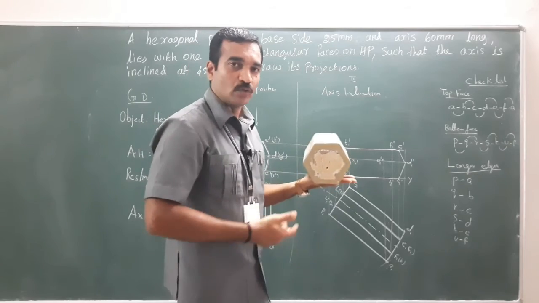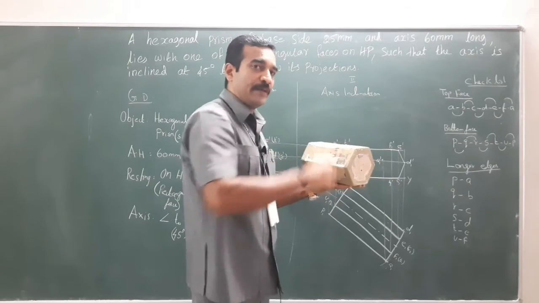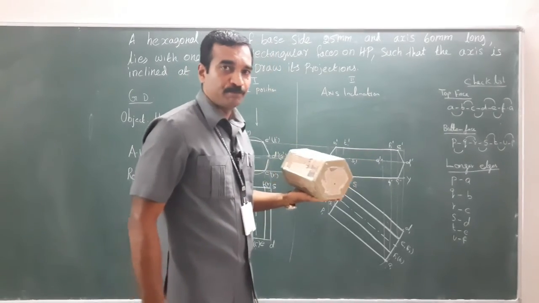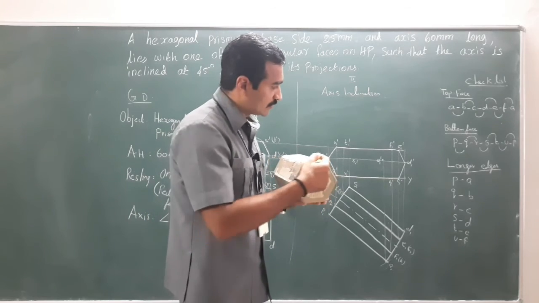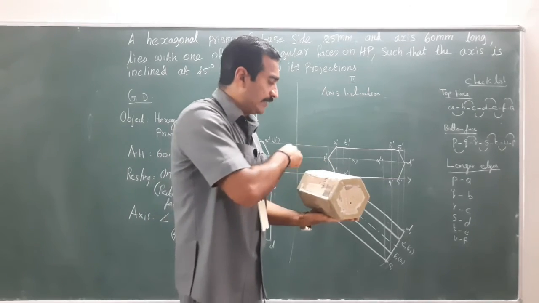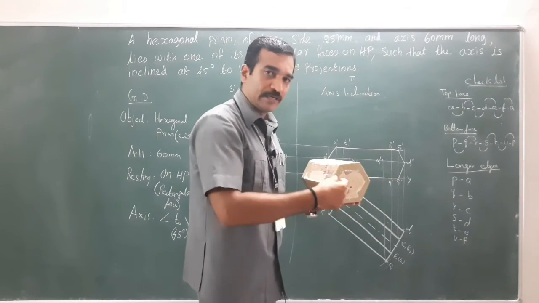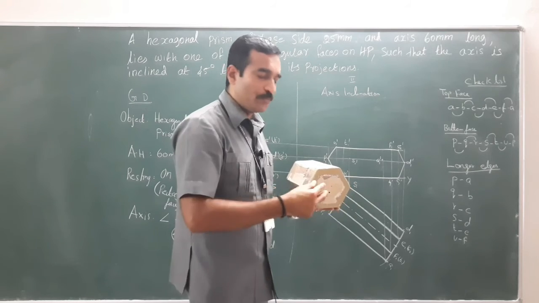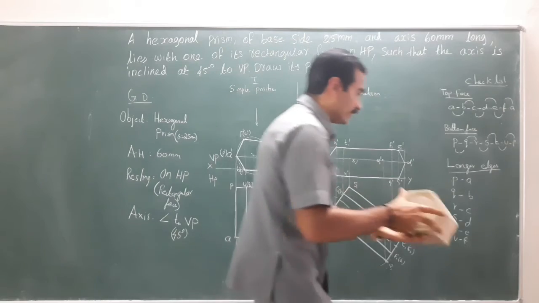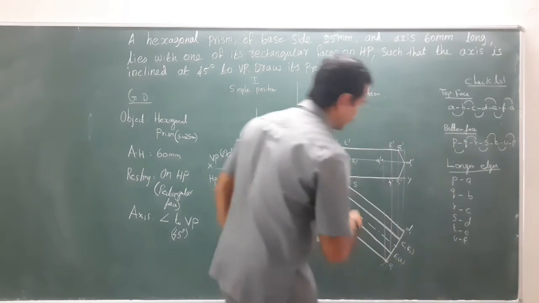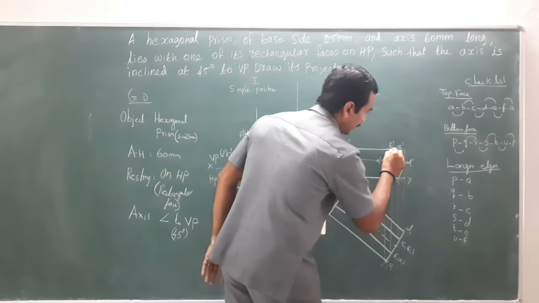So it is resting with one of the rectangular faces and the axis is inclined with VP at 45 degrees. Isn't it? So now the front face is always visible. Because when the axis is inclined, when you just look at it from the front, the front face, that is a hexagonal face, would be visible in a skew form, right? So always this would be visible. So therefore I can just darken all the edges.